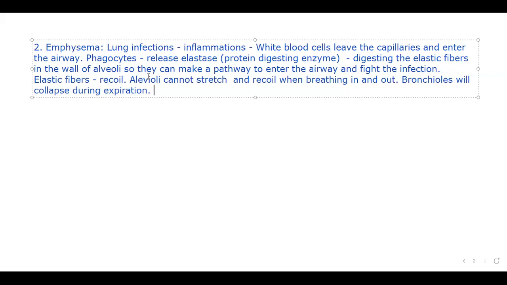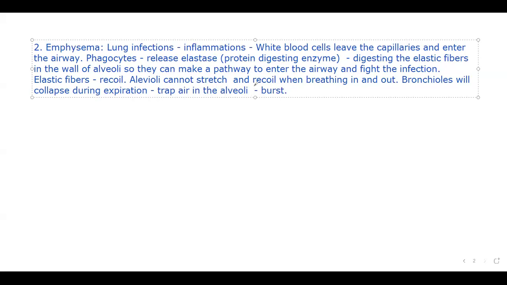It's going to cause it to collapse on itself. And as it collapses on itself, what is going to happen? It's going to trap air in the alveoli. It's going to trap the air inside your alveoli, okay? And the alveoli will burst. That is what happens in emphysema.